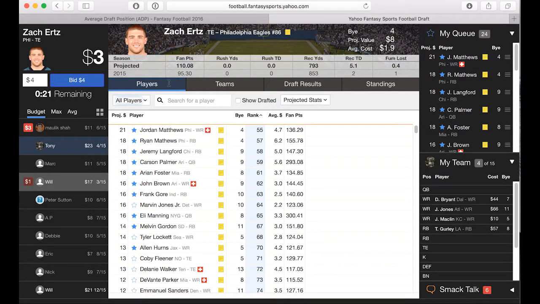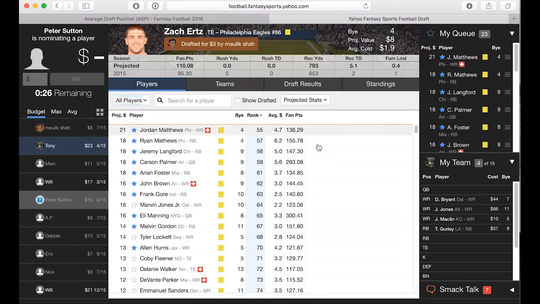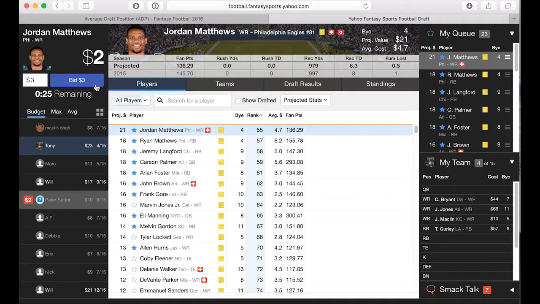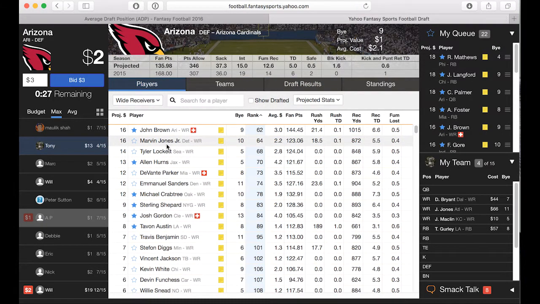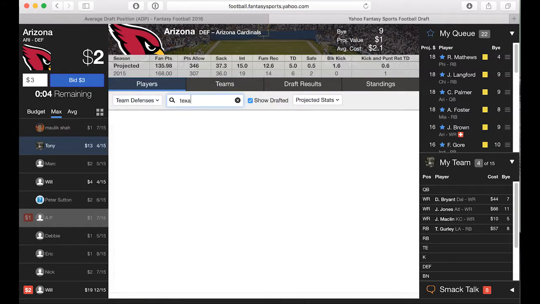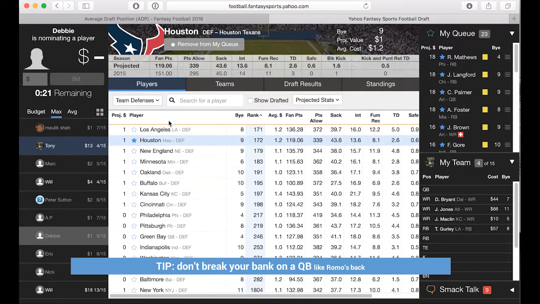This next tip is mainly for leagues where you're only starting one QB. If you're starting 2 QBs or more, then it makes a lot of sense to grab a QB early on. But if your league is only starting one QB, even if it's a 12 or maybe even a 14 team league, it kind of makes sense to wait for a QB.